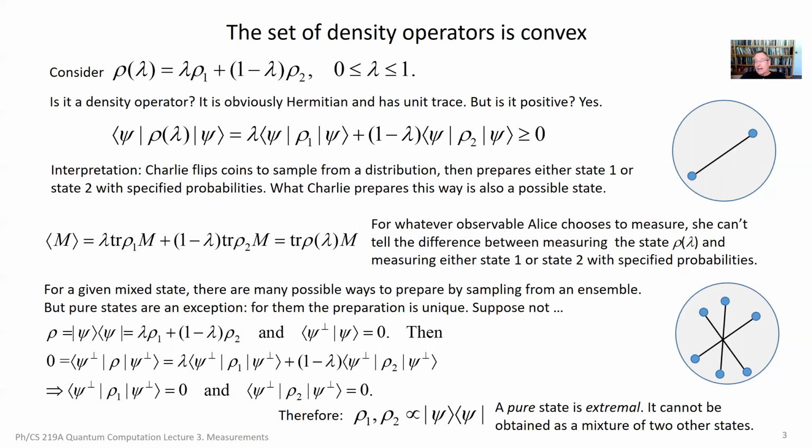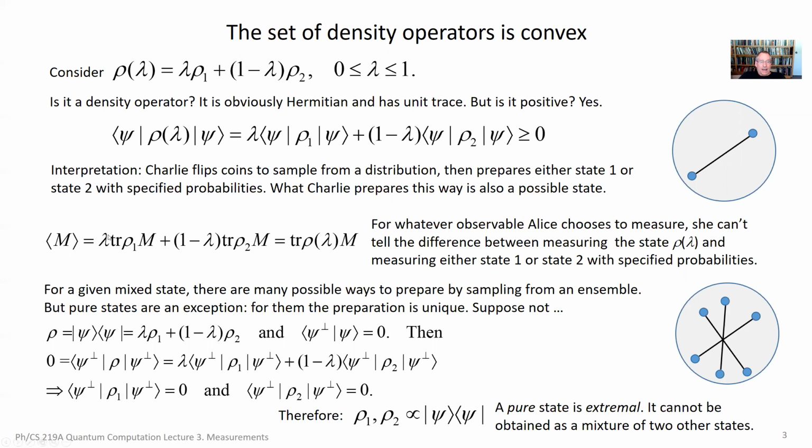But there isn't any way that Alice can tell the difference between a state described by the density operator rho of lambda or a state which was either prepared as rho 1 with probability lambda or rho 2 with probability 1 minus lambda. For any observable that Alice might want to measure, we can consider the expectation value, including both the expectation value with respect to that distribution that Charlie consults, and with respect to the expectation value in Hilbert space of the density operator, whatever it be, rho 1 or rho 2.